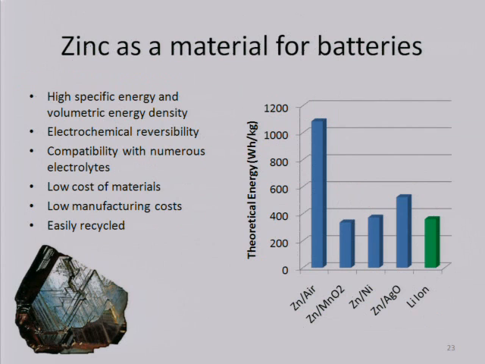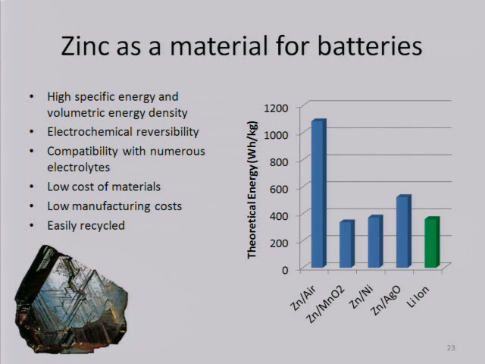Why zinc? Let's look at this chart over here. This is all theoretical energy density, which actually doesn't mean a great deal when it comes down to building a practical battery. But nevertheless, it's an instructive place to start. So if you build a zinc air battery, then in theory, it's got a very high energy density of the order of 1,000 watt-hours per kilogram. And that's far greater, say, than the lithium-ion battery, which probably powers your laptop.